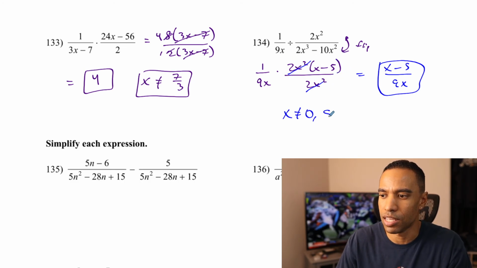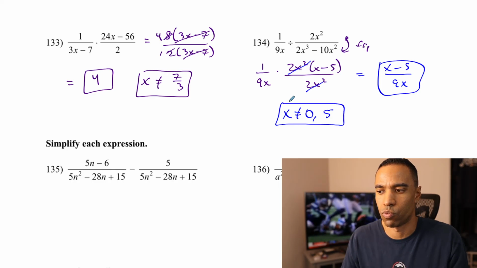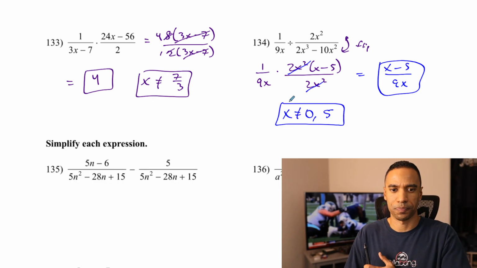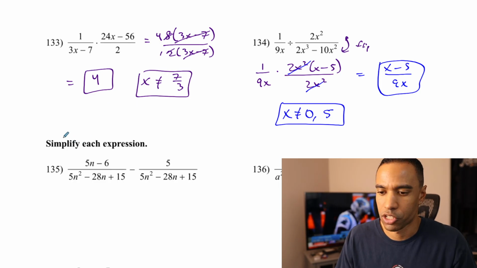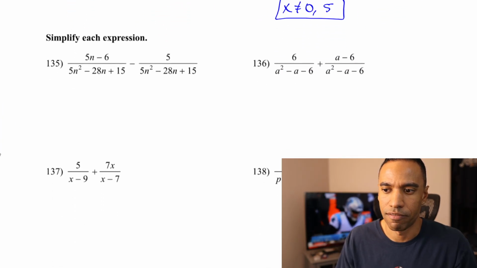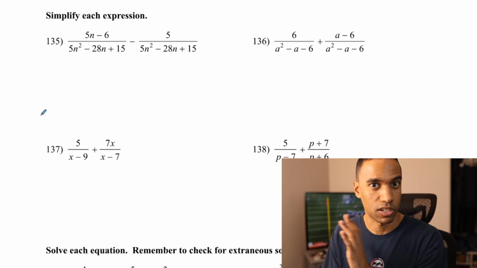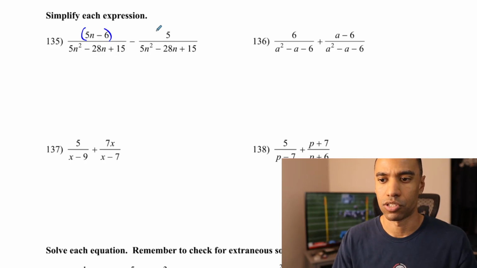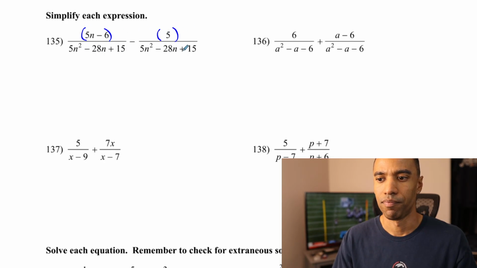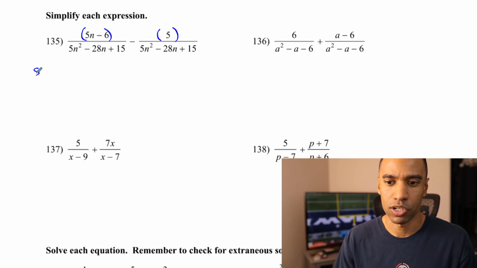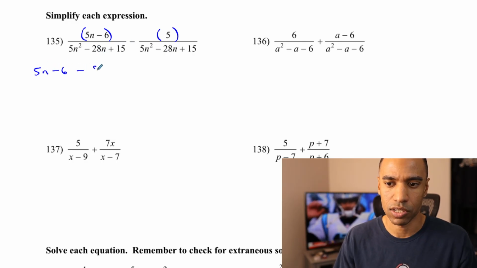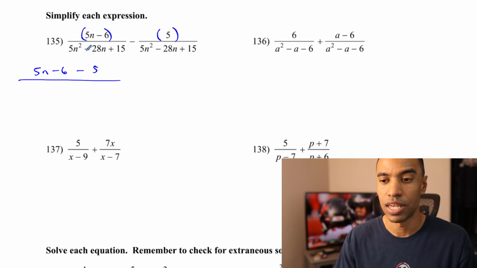So x cannot equal 5 as well. That's another restriction. All right, simplified expression. This is addition and subtraction of these things. What we need is a common denominator, and then we add or subtract the top as quantities. This is that minus that kind of thing. This is a common denominator here, so I have 5n minus 6 minus 5 all over this.